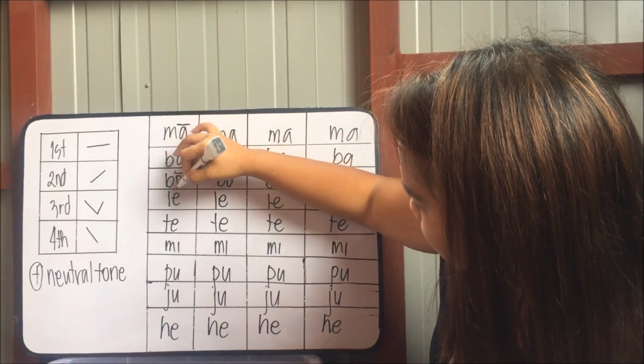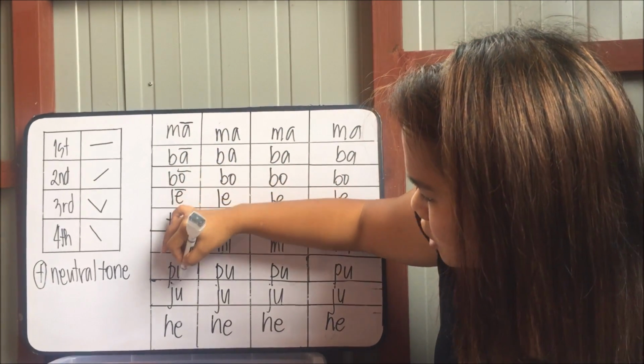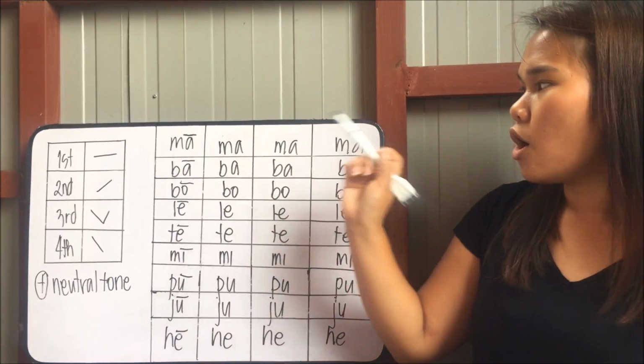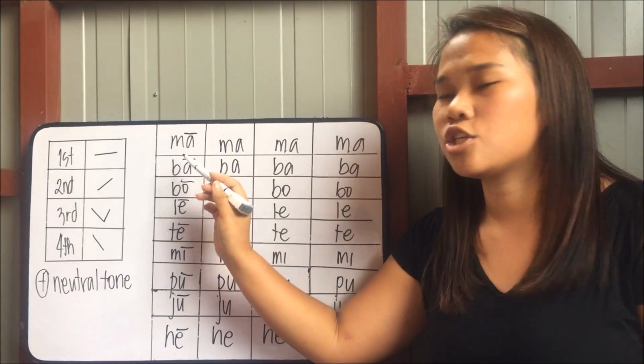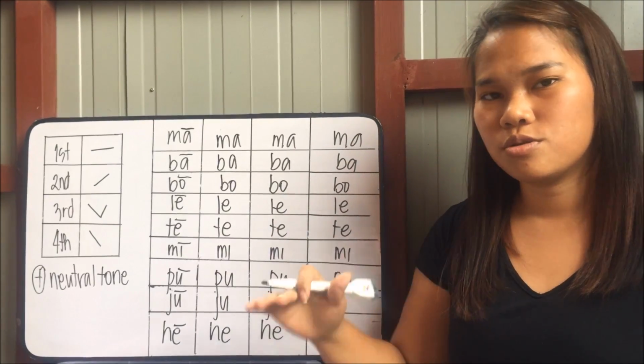Let us apply the first tone in all these syllables, and let us differentiate later the differences of these tones. If we're going to read this one, it should be ma, like that. It should be monotonous. Ma.